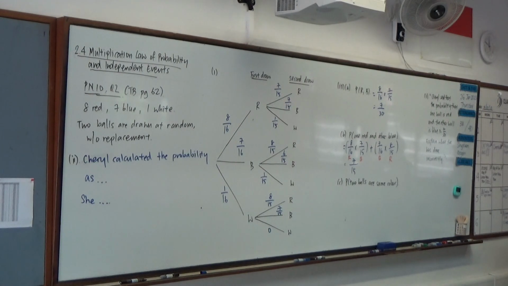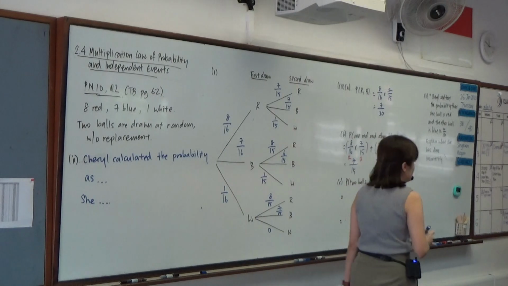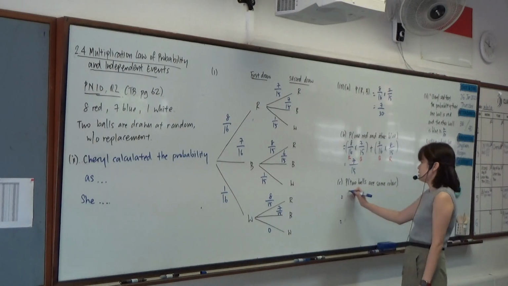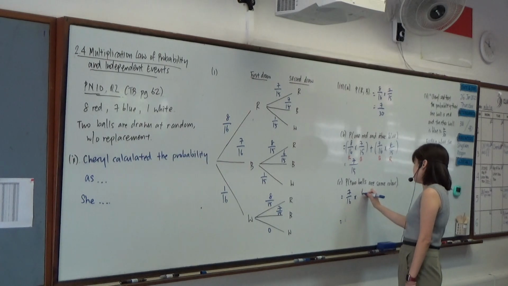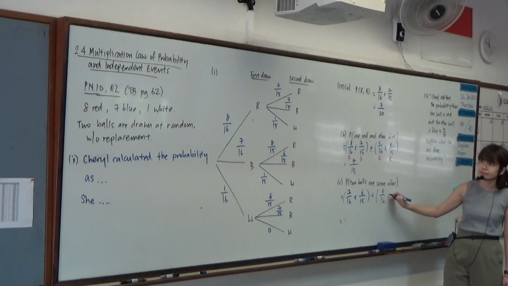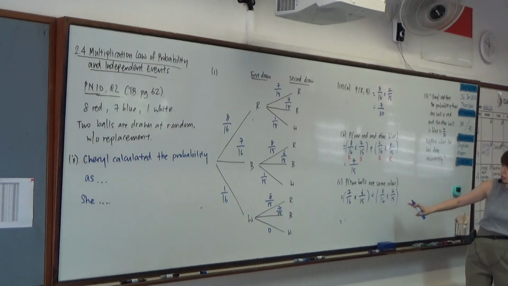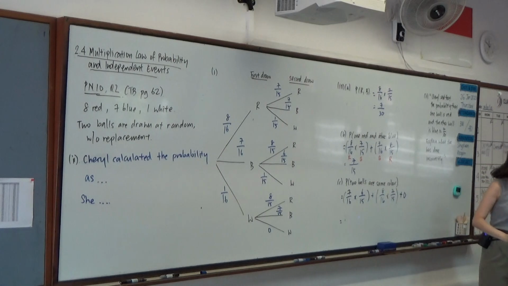Okay, so part C itself, what would your answer actually be? Enough of calling our boys. Carry. 49 over 120, and you get that by doing what calculation? 7 over 16 times 6 over 15 plus 8 over 16 times 7 over 15. Oh, sorry. Plus 0, oh, okay. Then your answer is 49 over 120. Okay.